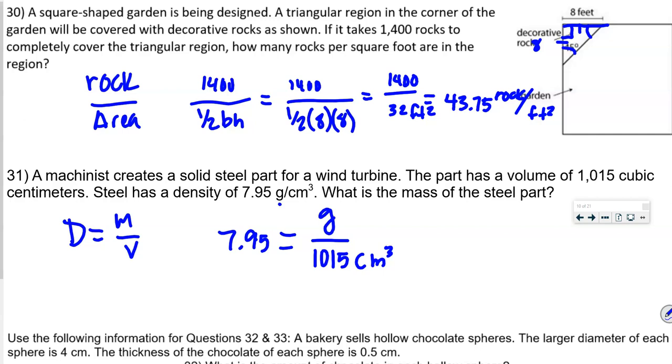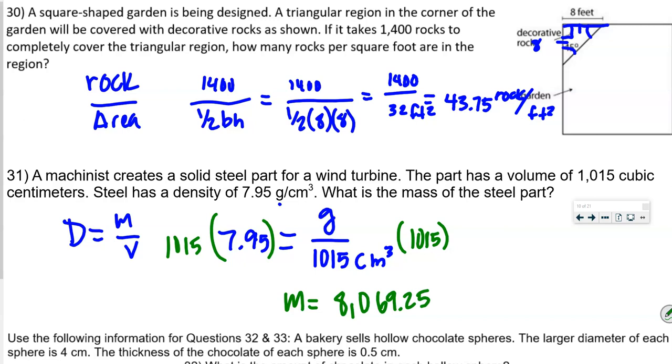Okay, so now how do we get rid of something in the denominator? We multiply both sides by it, right? So we're going to multiply both sides by the 1015. And when we do that, we get that our mass, our grams, is going to be 8,069.25. And this is going to be grams. And how do I know that? Because it's right there.